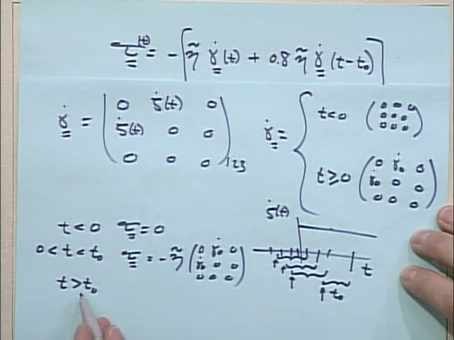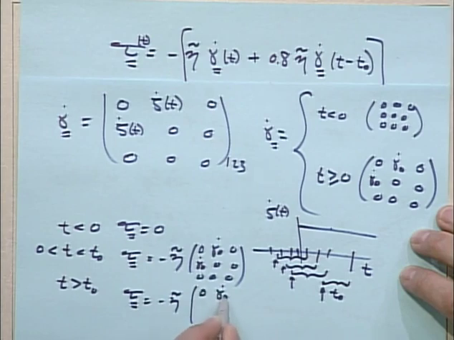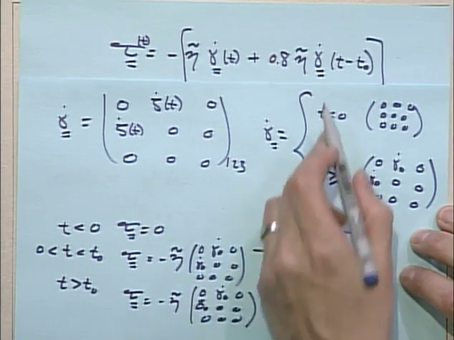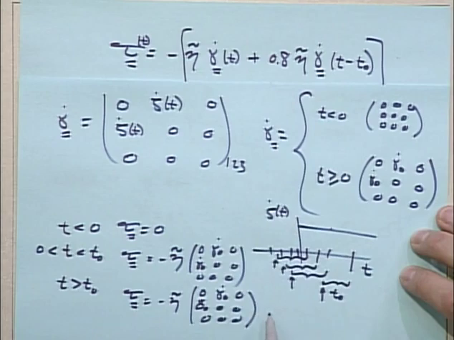So for t greater than t naught, the stress is equal to minus eta tilde times that first gamma dot, 0, gamma dot 0, 0. But this second term also contributes, plus 0.8. Actually, there's a minus sign. I'll put the minus sign on the outside. Minus 0.8 eta tilde times the same tensor, 0, gamma dot 0.